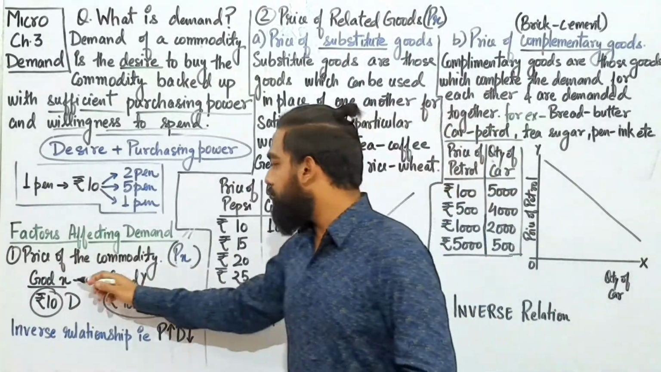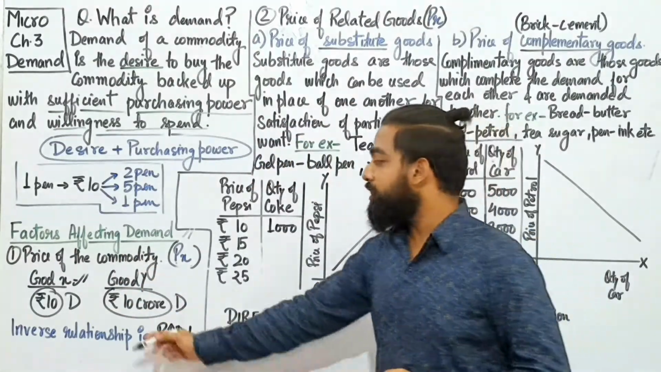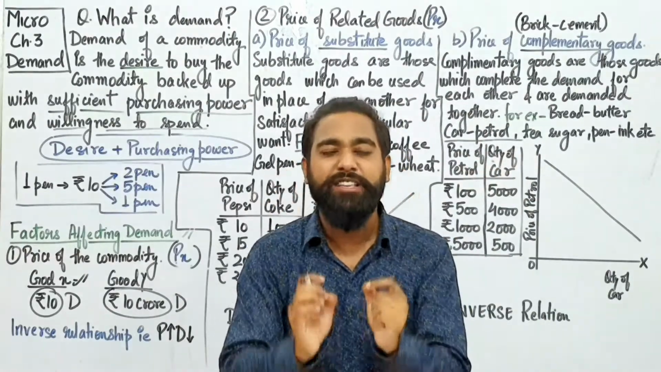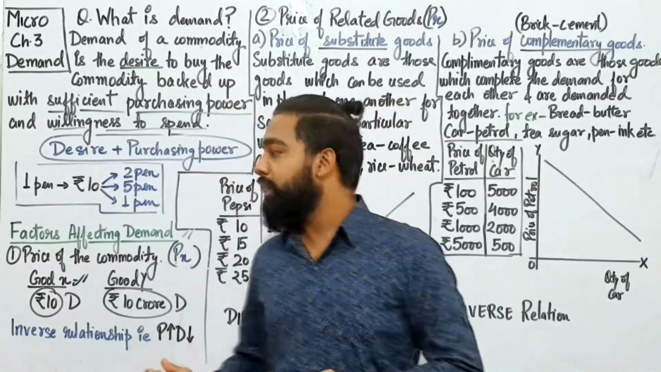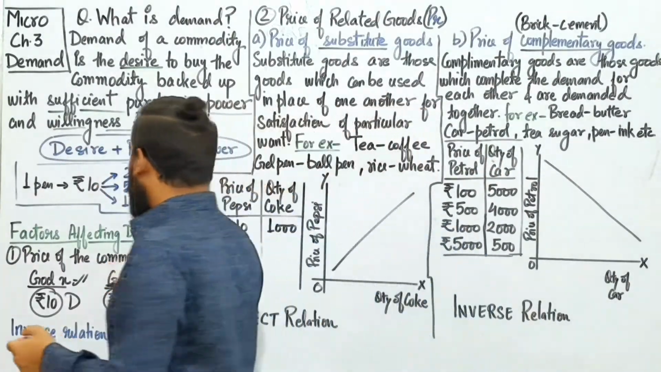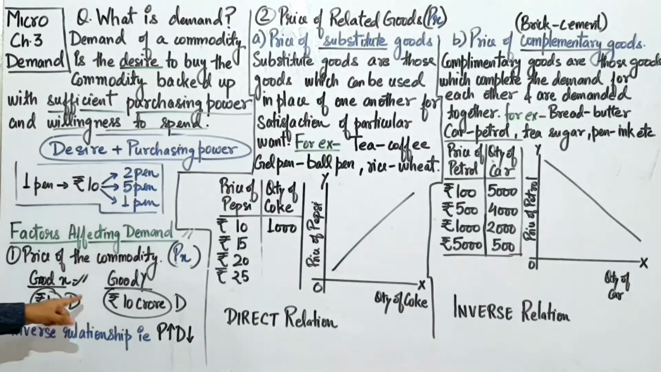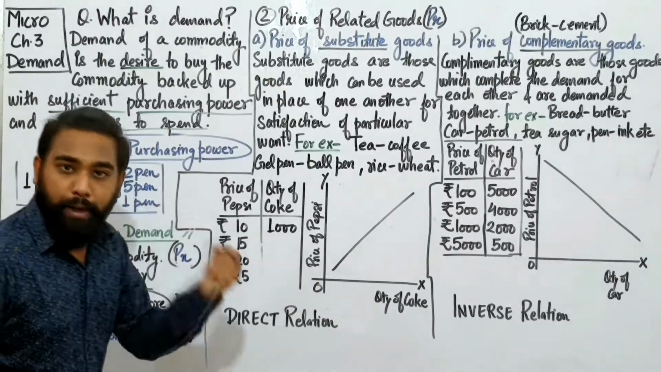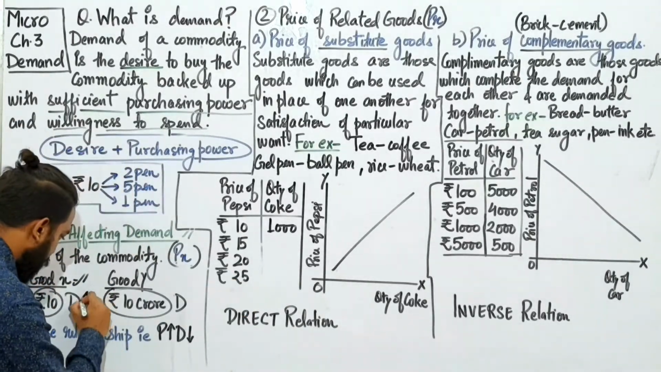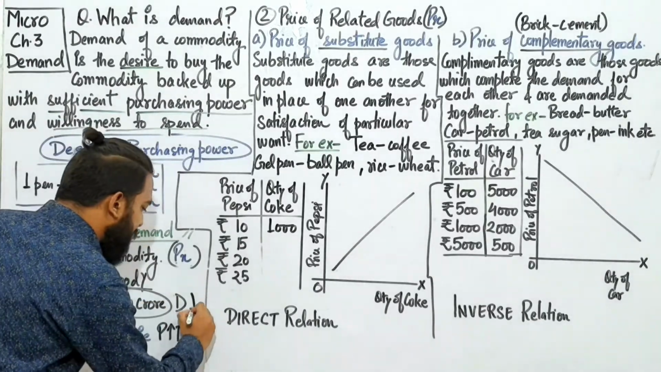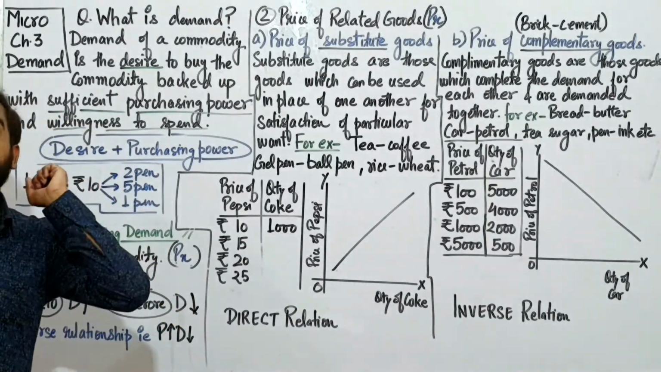Of course, good X. Why? Because its price is very low. If something's price is low, its demand will be higher. Therefore, when we talk about this good X and good Y, in that case, the demand of good X will be more. And in case of good Y, its demand will be less. Why? Because of the price.